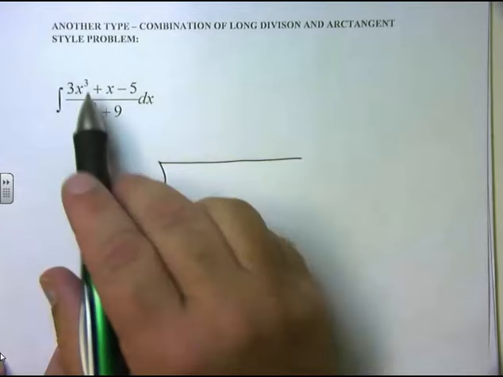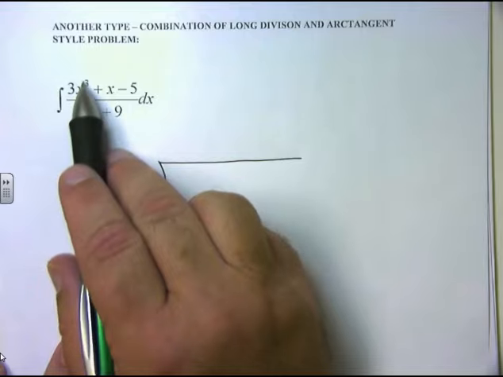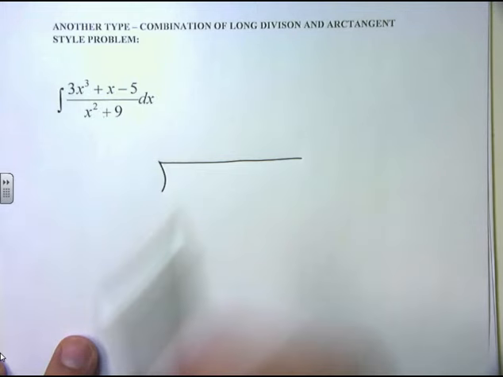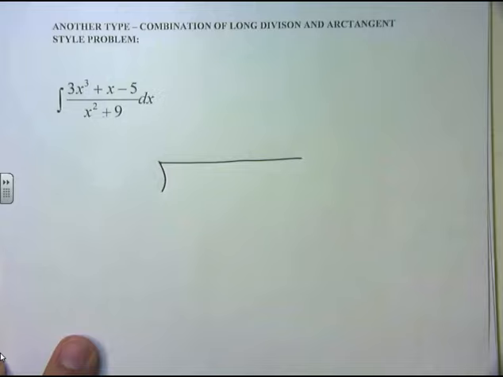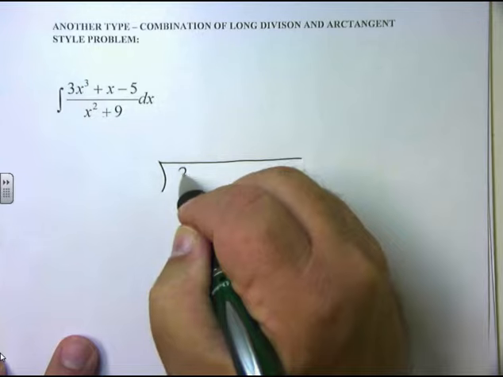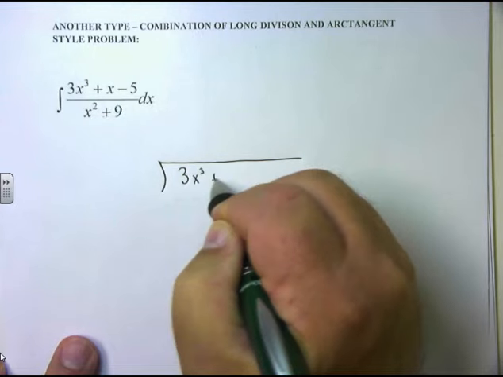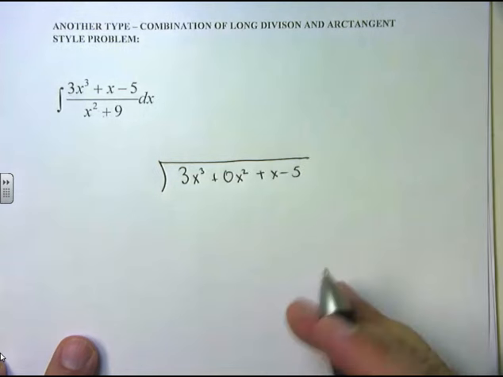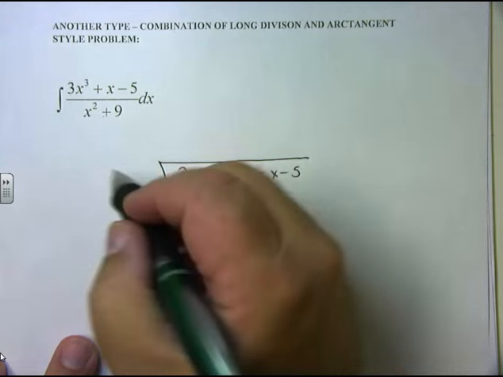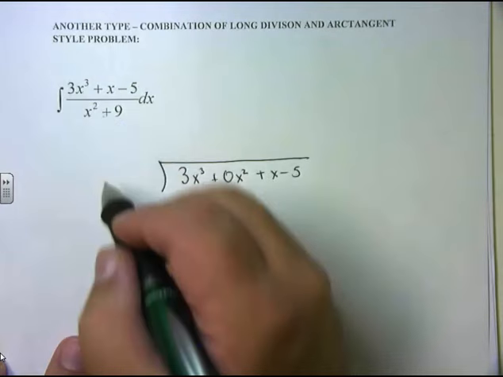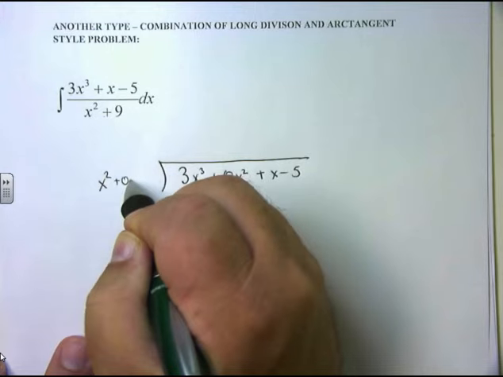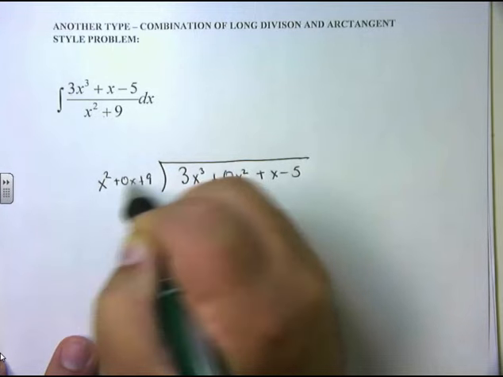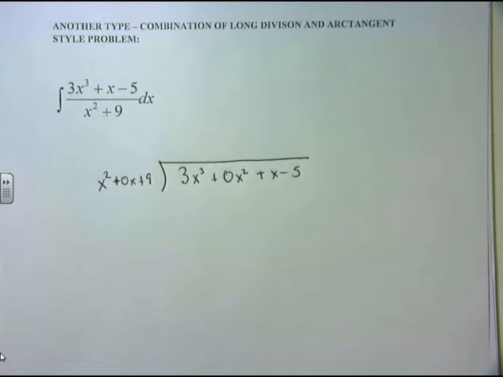Now, look at this problem. My numerator, which is my dividend, is 3x cubed plus x minus 5. When I'm doing long division, if there's a term missing, you'll notice that there's no x squared in it. When there's a term missing, you're supposed to put 0 in for it. So that would be 3x cubed plus 0x squared plus x minus 5. This way, when you do your long division, everybody lines up. You're dividing it by x squared plus 9. But wait a minute, there's a term missing, so it's x squared plus 0x plus 9. Anytime there's a term missing, put a 0 in for it. Just reminding you from your college algebra days of how to do long division.